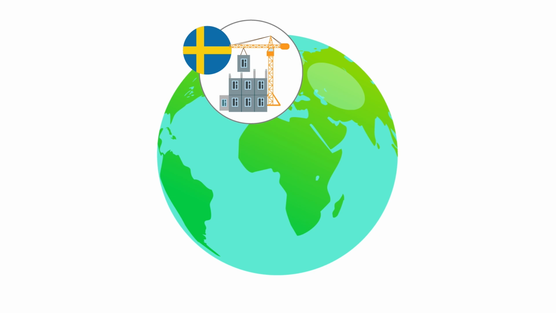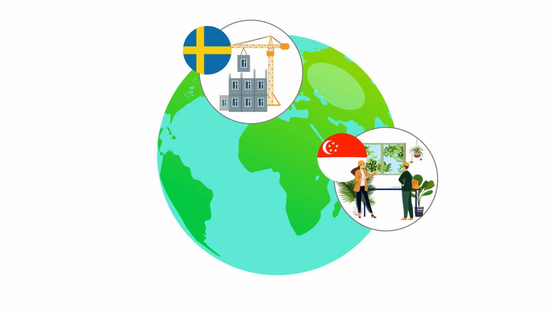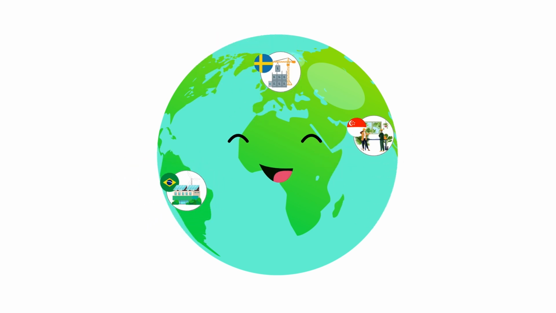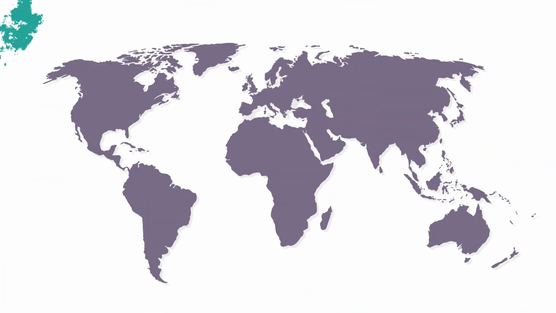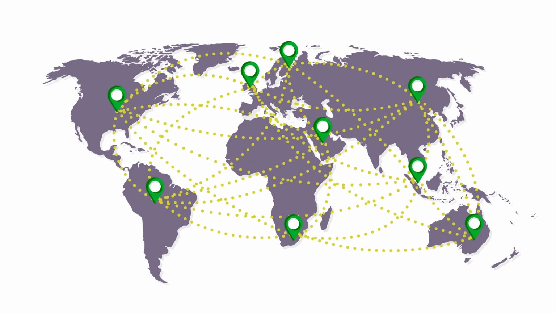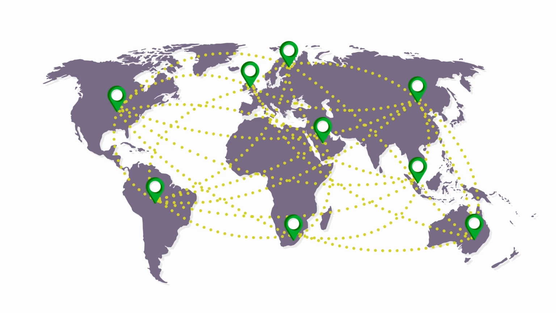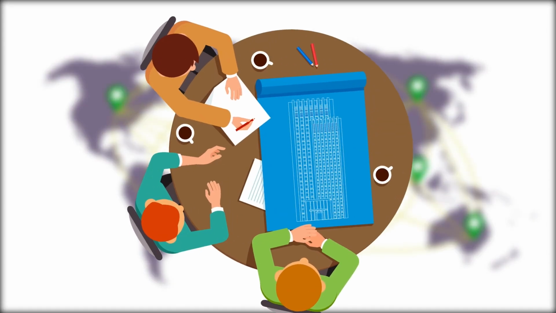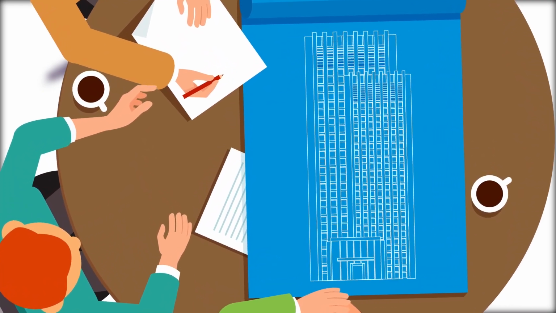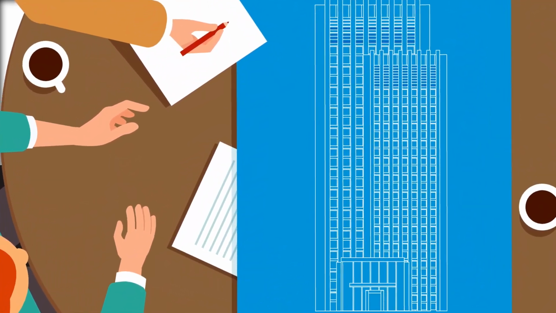Sweden's use of modular construction, Singapore's adoption of sustainable office designs, and Brazil's low-carbon residential projects all highlight how different regions are stepping up to reduce their construction-related carbon footprints. Collaborating across borders, sharing knowledge, and adopting best practices are essential to making a meaningful impact. As more governments, developers, and architects embrace whole life carbon assessments, we move closer to a global standard for sustainable construction.